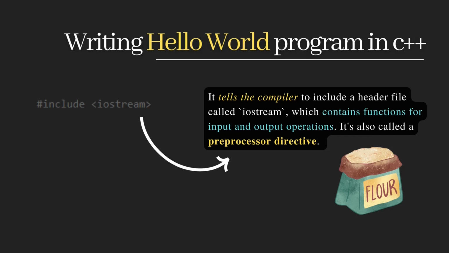It just tells the compiler to include a header file called iostream, which contains functions for input and output operations. It's also called a preprocessor directive.